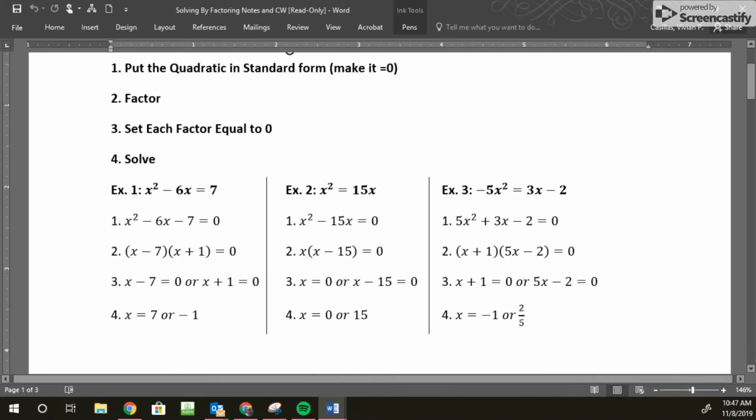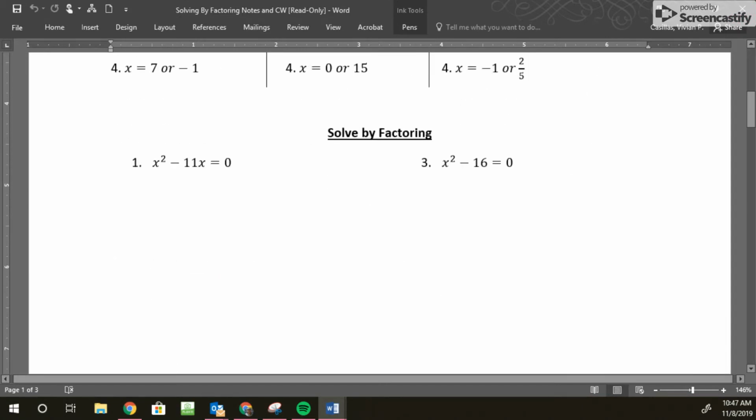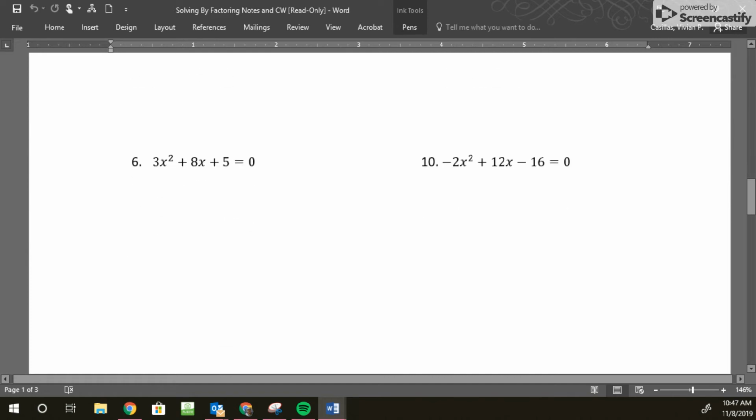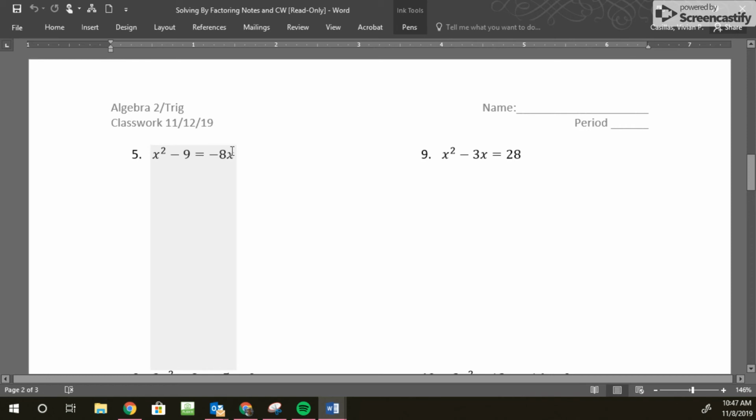Then the rest of the worksheet, make sure you show all your work so I can tell how you factored them. Some of them will be set equal to 0 already, and then some of them won't, like numbers 5 and 9, and so on.